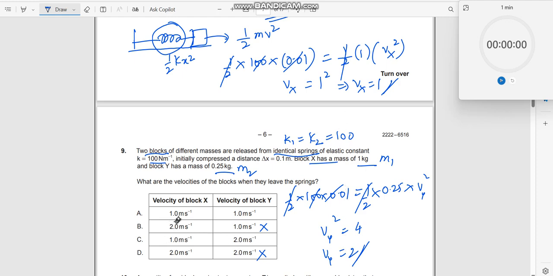1 and 2, which one is it? 1 and 1 here, no, this is incorrect. 1 and 2 is correct. So C is the right answer.